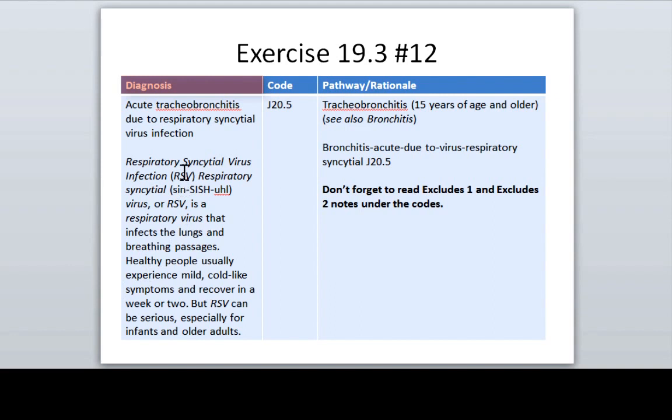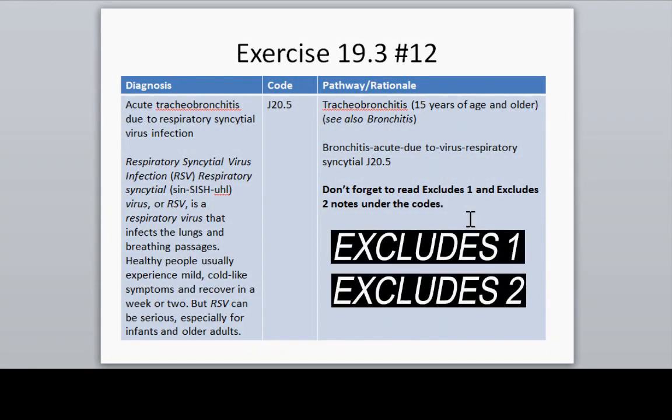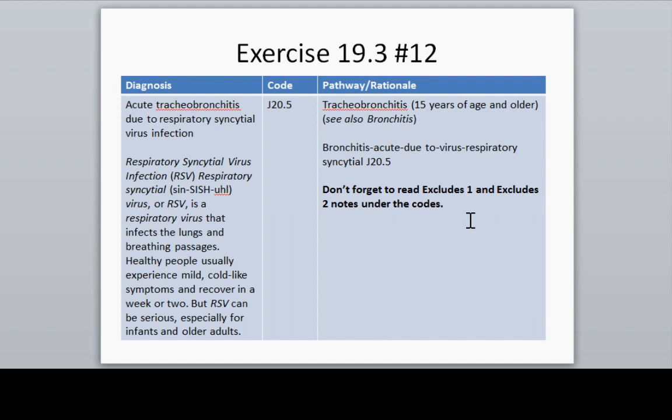And I put a little blurb here from the internet to describe to you what RSV is. And you'll notice when you start looking up the code, there are codes for 15 years of age and older, and the younger children. I'm assuming this is an older person, and we're going to code it this way: bronchitis acute due to virus respiratory syncytial, J20.5. Don't forget to read those excludes 1 and excludes 2 notes under these codes.